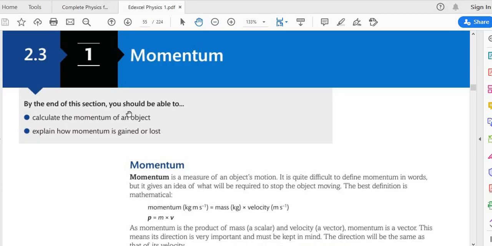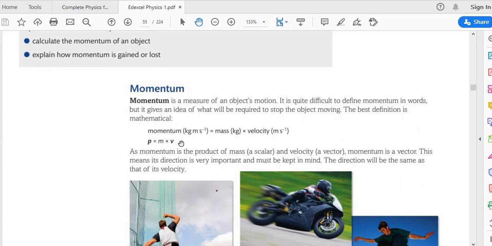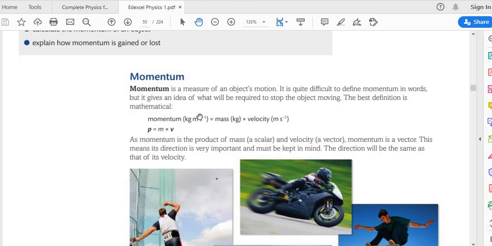By the end of this section, you should be able to calculate the momentum of an object and explain how momentum is gained or lost. So here is the definition of momentum. These are the units. The unit of momentum is kilogram meters per second in base units or SI units, and this is the unit of mass, this is the unit of velocity.